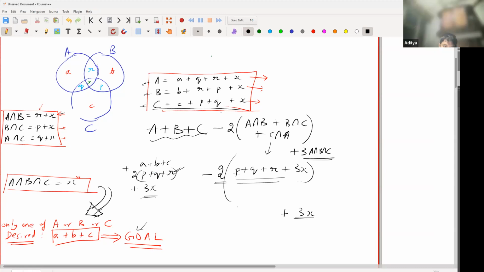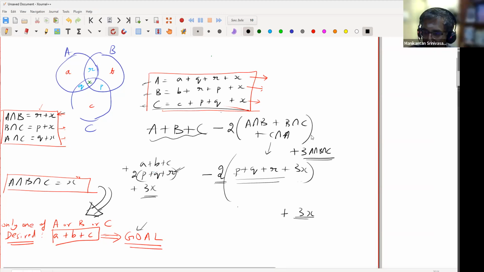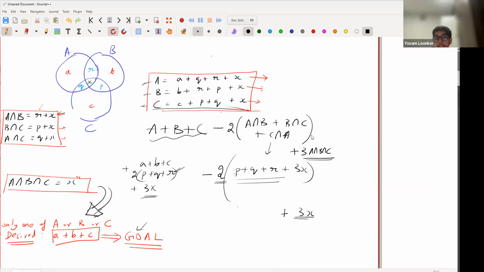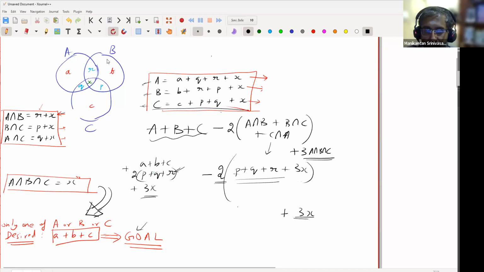Got it. Okay, you got disconnected in between, but my point is you have to subtract twice. If you just subtract once, the P plus Q plus R does not get eliminated fully. Yeah, got it. Makes sense? Yeah, your line went blank for a bit. Okay, all right, cool. So let's continue where we left off from last class.